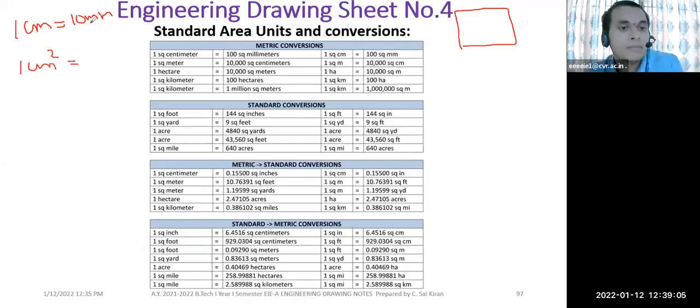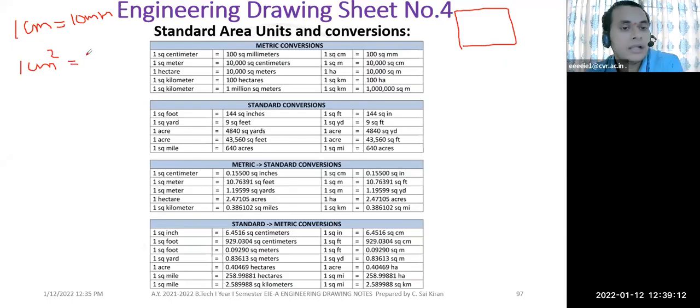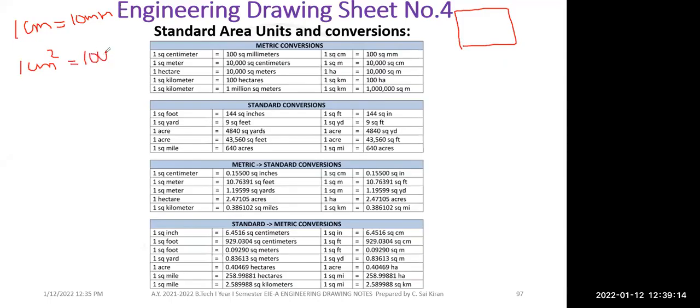And here also we multiply 10 mm. Already we know that 1 centimeter equals 10 mm. 10 mm into 10 mm. 10 into 10, it will become 100, and mm into mm.